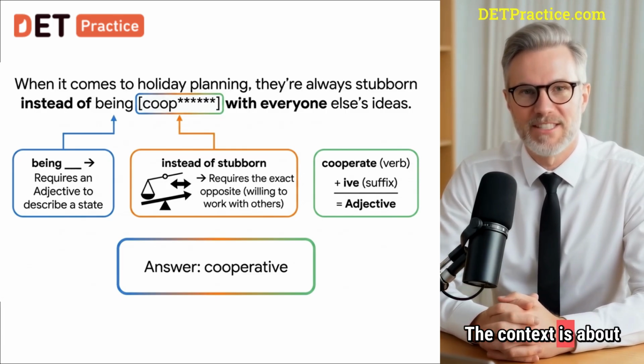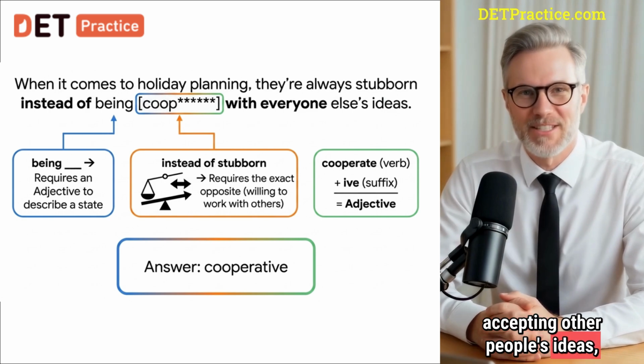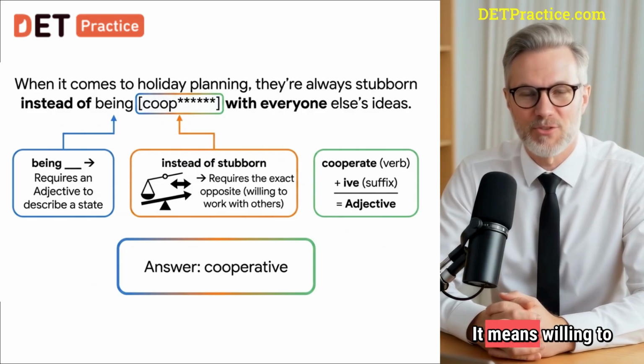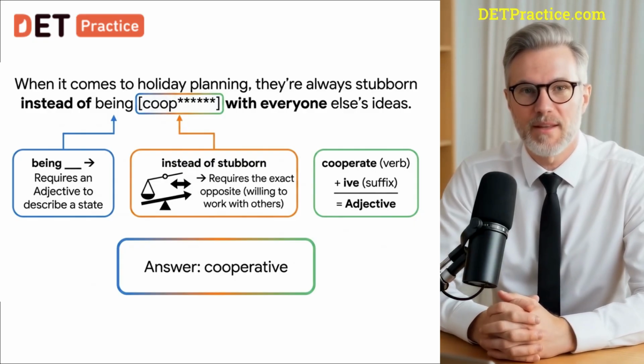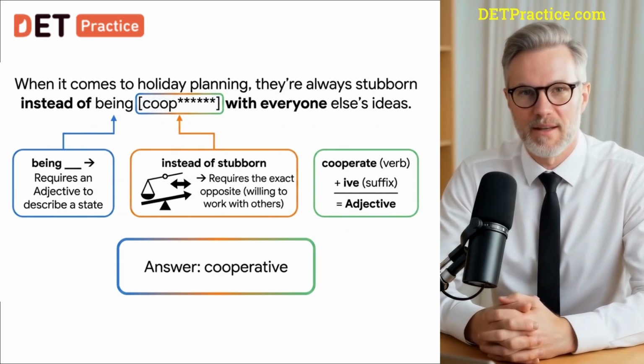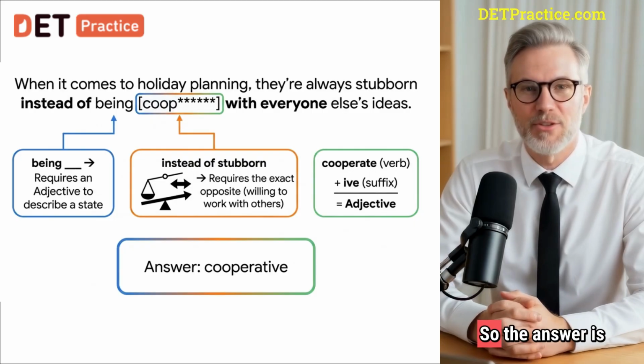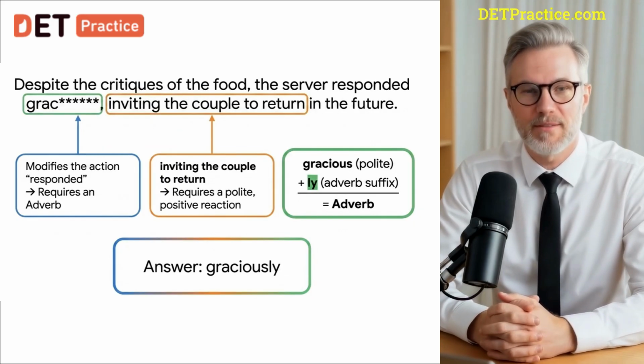The context is about accepting other people's ideas, so cooperative is the opposite of stubborn. It means willing to work with others. Notice the word formation. Cooperate is the verb, and adding IVE creates the adjective cooperative. So the answer is cooperative.